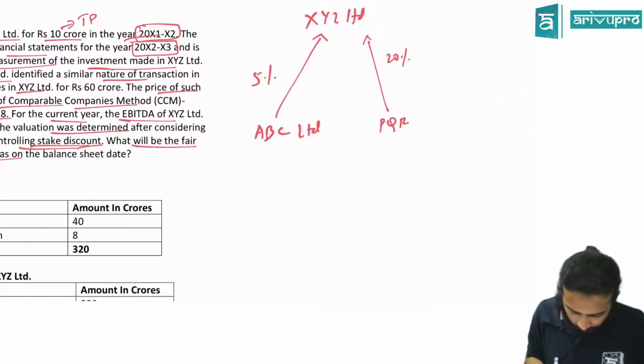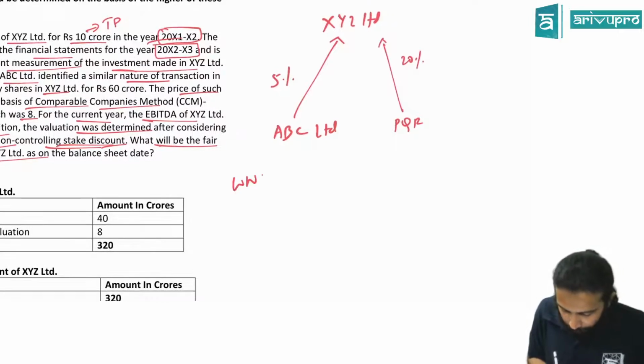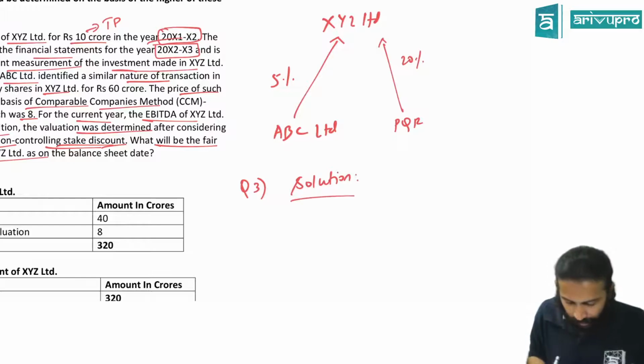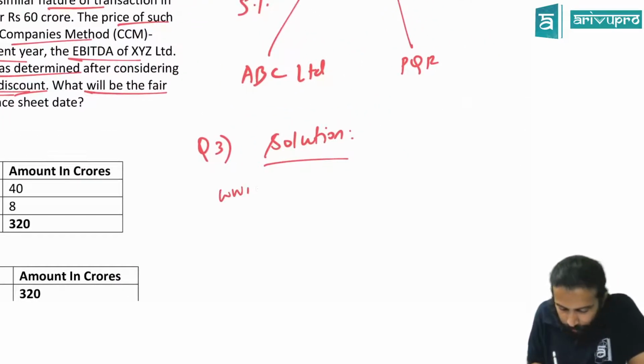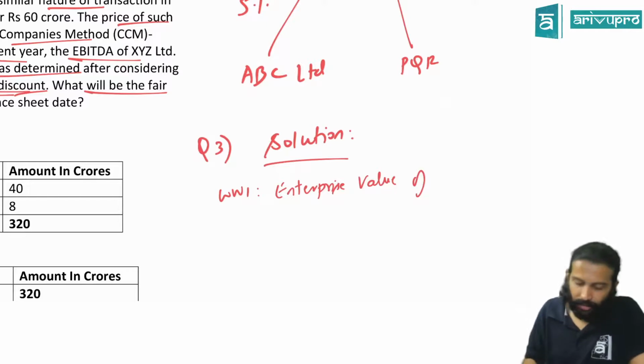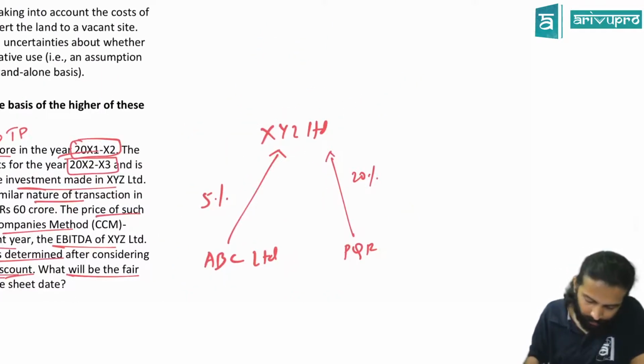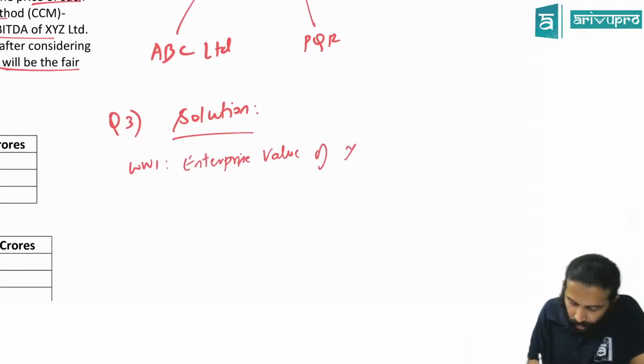First, can we find out working note number 1, enterprise value? Or maybe we'll write the solution. Which question's solution is this? Question number 3's solution, correct? First, in the working note, we have to find out the enterprise value of which company? Enterprise value of that invested company. We have invested in XYZ, so enterprise value of XYZ Limited.